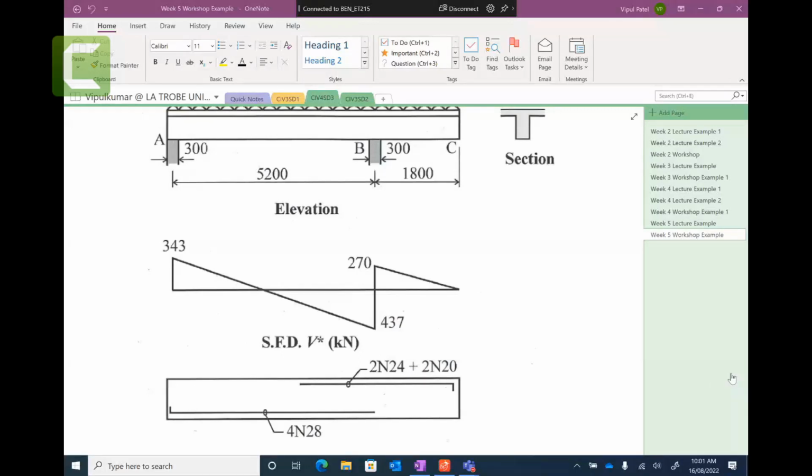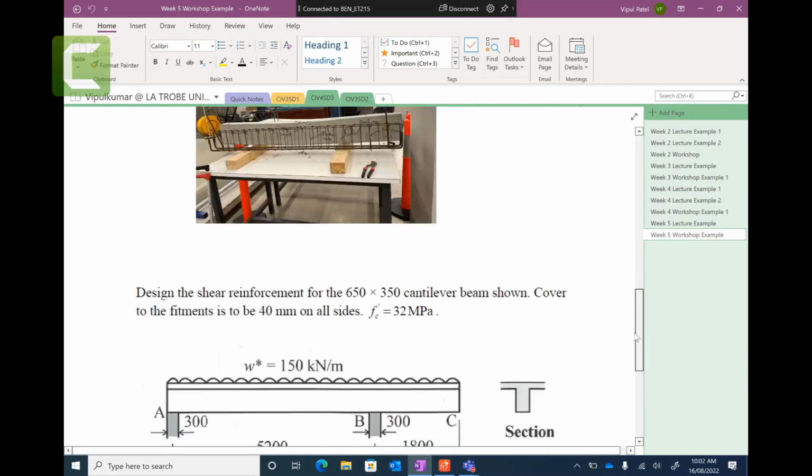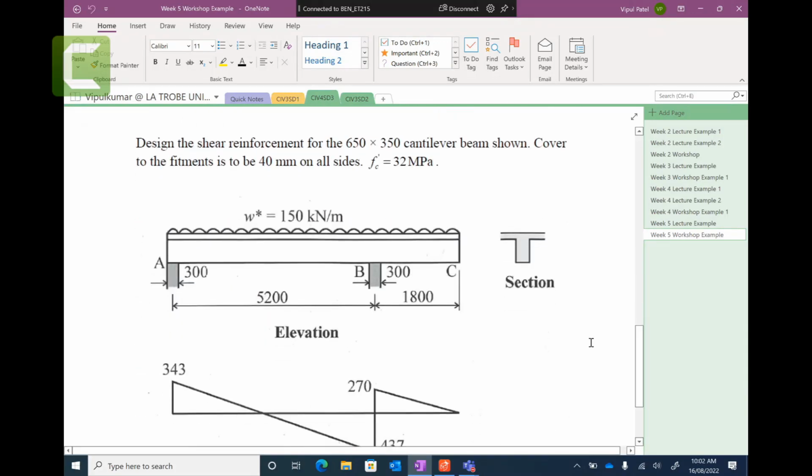I don't want to just repeat what we have done in the lectures. So I think this is the question here. Design the shear reinforcement for a 650 by 350 cantilever beam. So you have a cantilever beam that is here.